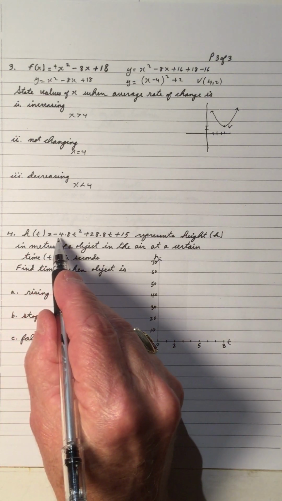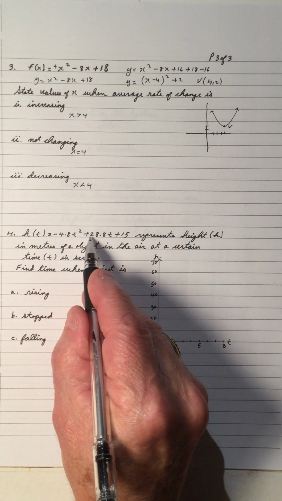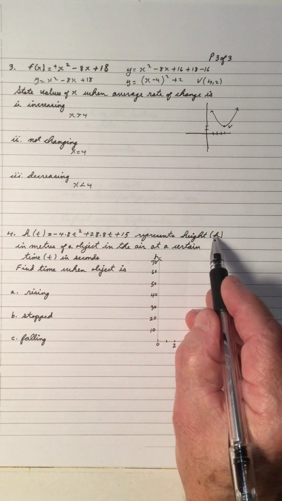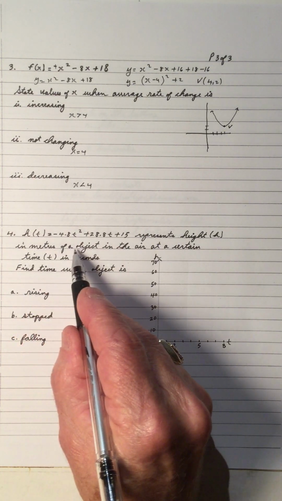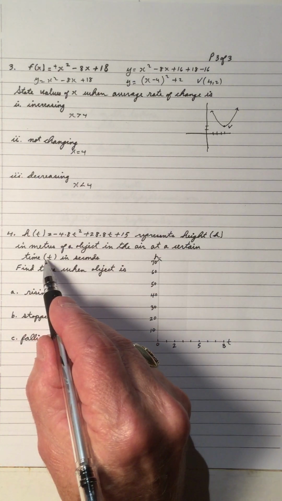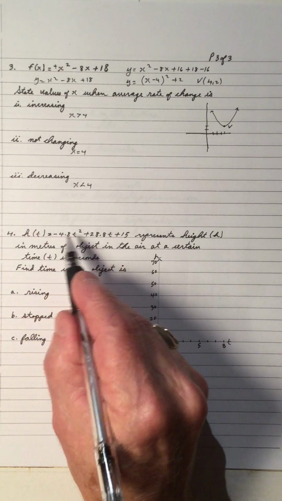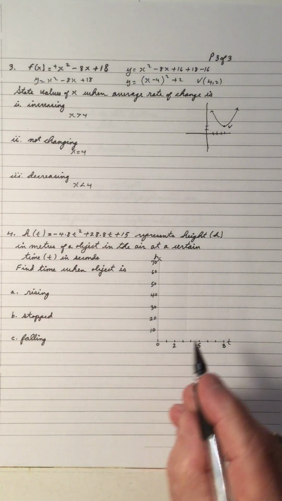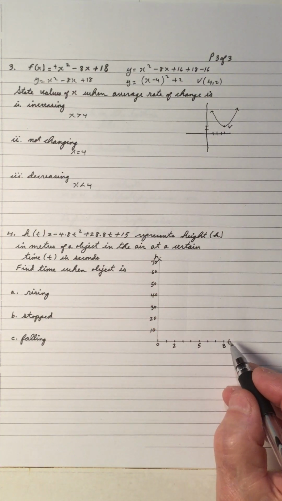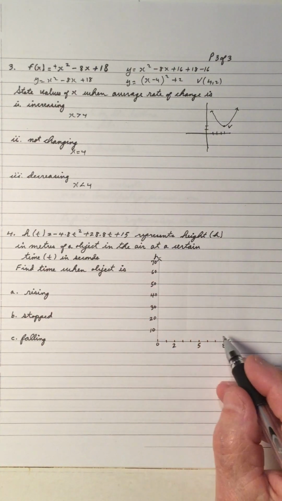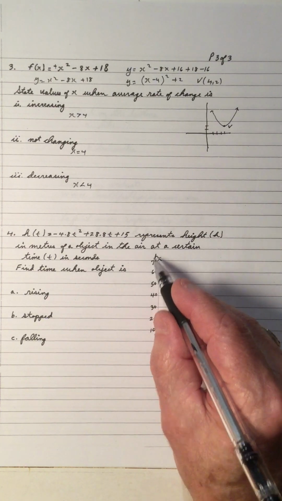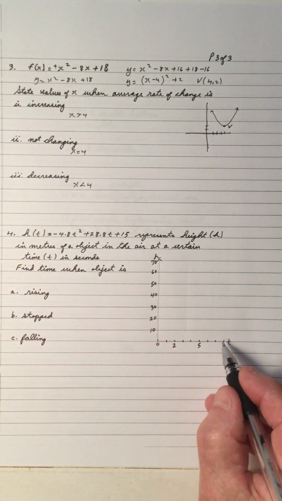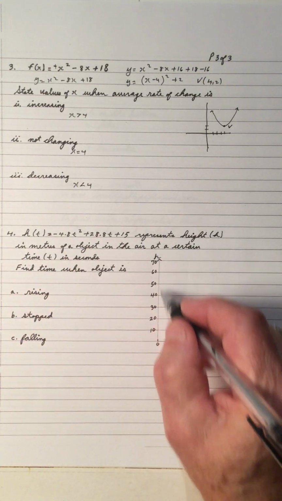The h of t equals negative 4.8 t squared plus 28.8 t plus 15 represents the height h in meters of an object in the air at a certain time t in seconds. So we have h and t, height and time. This is the height of an object that's in the air. I drew up a little chart here to help explain this. Again, the height is a function of time. Time is the horizontal and the height is the vertical.